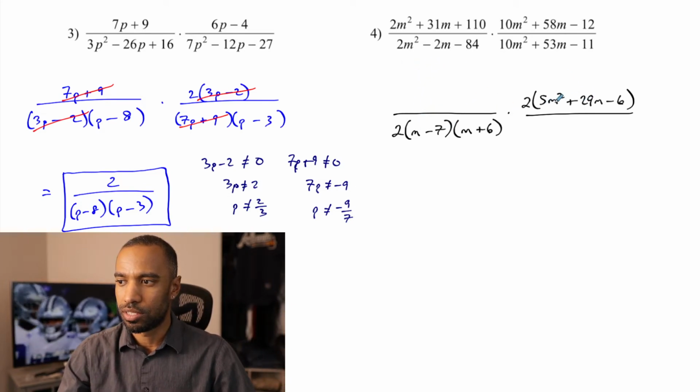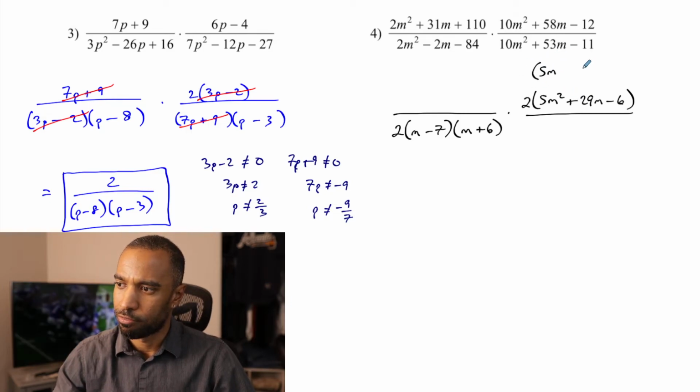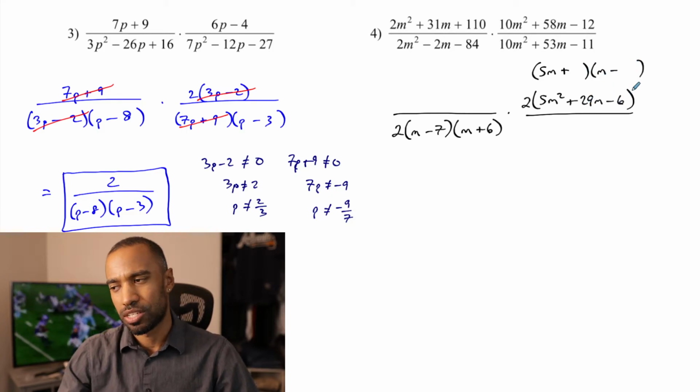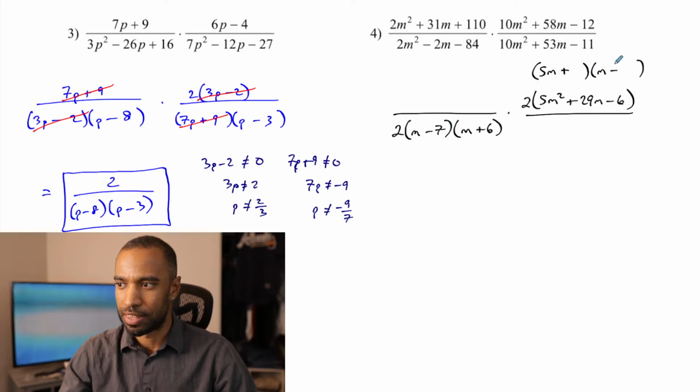So I'll get that one. You want to do that one right now? Let's do that one right now. 5m and m with a plus and minus there. 6 is either 3 times 2 or 6 times 1, what have you, so we're not sure. It's not going to be an m minus 7, that's for sure.